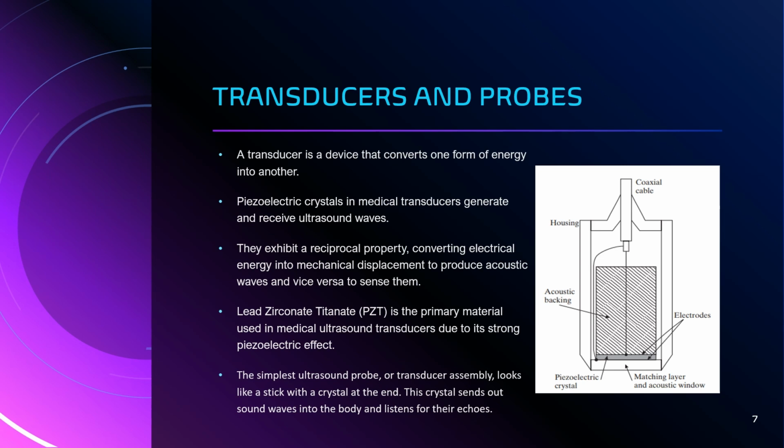An ultrasound probe looks like a stick with a crystal at the end. This crystal sends out sound waves into the body and listens for their echoes. The type and quality of the image as viewed by ultrasound imaging depends on the shape and size of the probe. Different types of probes are used to obtain different types of views according to the necessity.